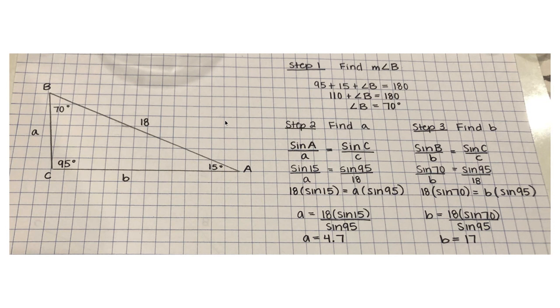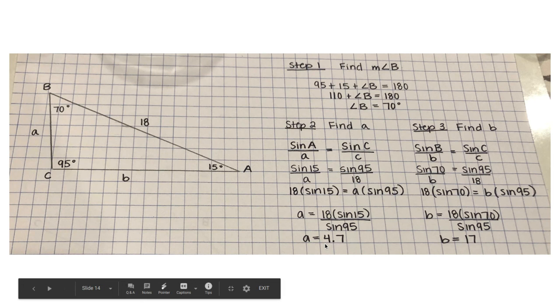Because I'm looking for side A first, I'm going to start with that. I'm going to have sine A over A equals sine C over C, which becomes sine 15 over A, which is what we're trying to find, equals sine of 95 over 18, which is what we're given. Cross multiplying to get 18 times the sine of 15 equals A times the sine of 95. Dividing by the sine of 95 on both sides to get A equals 18 times the sine of 15 over the sine of 95. So then A is about 4.7.